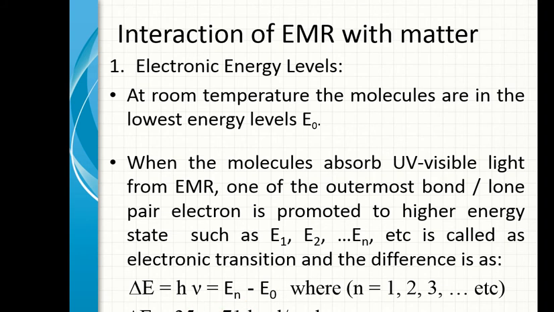This difference in energy can be between 35 to 71 kilocalories per mole, and this energy can be provided by the UV part of electromagnetic radiation. So when the UV part of electromagnetic radiation is absorbed by the molecule, the electron from the lowest energy level transfers to a higher energy level and produces absorption of electromagnetic radiation, and this absorption can be measured to calculate qualitative or quantitative data.